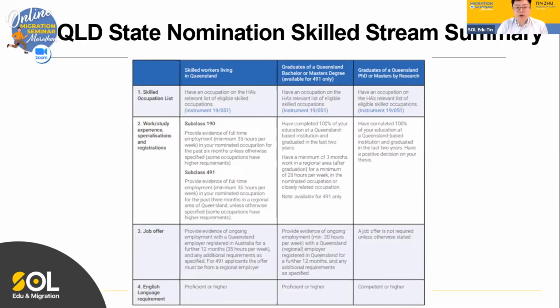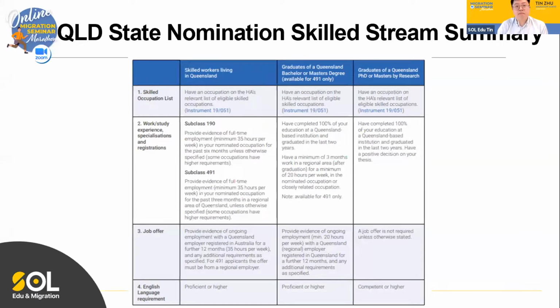All right, so for English language requirements, it will require you to have a proficient level for the skilled worker stream and the bachelor and master graduate stream. For the PhD stream, they only require you to have competent English. So again, if you are a PhD graduate in Queensland, congratulations.